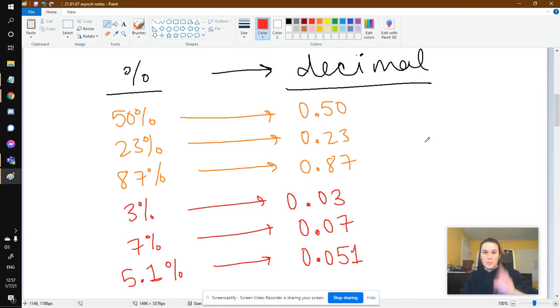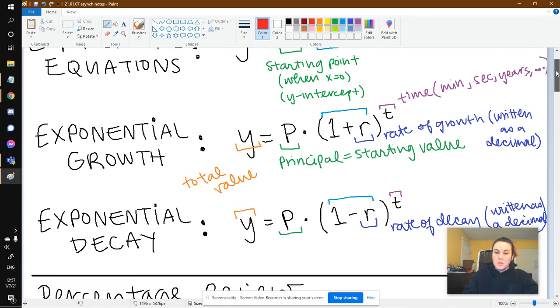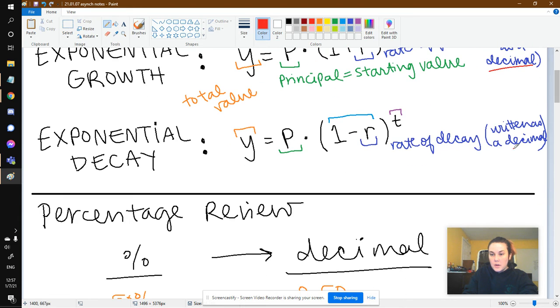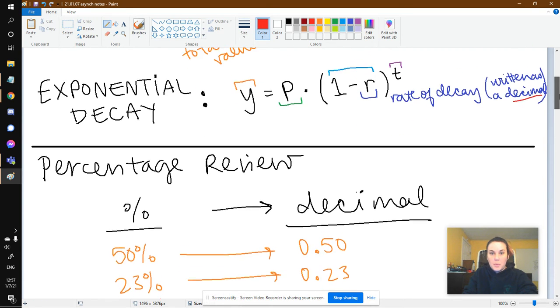So that's just something we want to mention, because when we're using these equations, when we plug in the r, we're using the decimal version, right? And we had talked about this right here and right here. We want to always write them as a decimal when we're plugging these in.